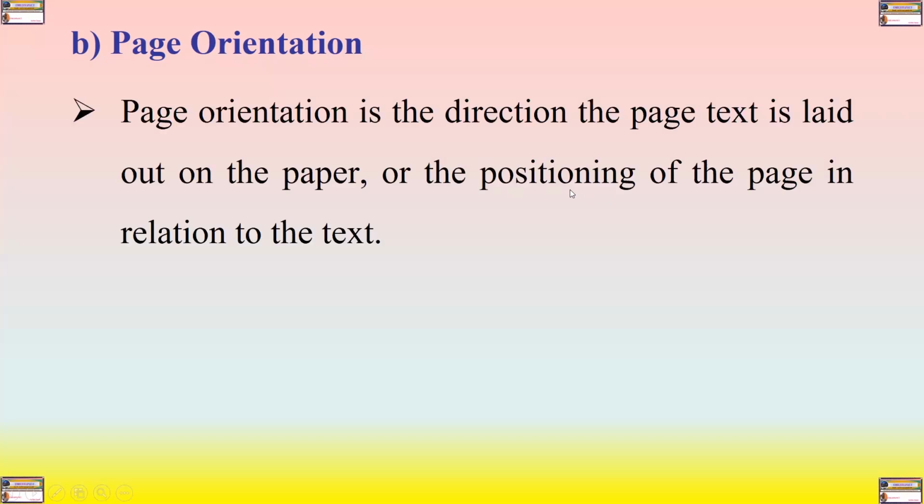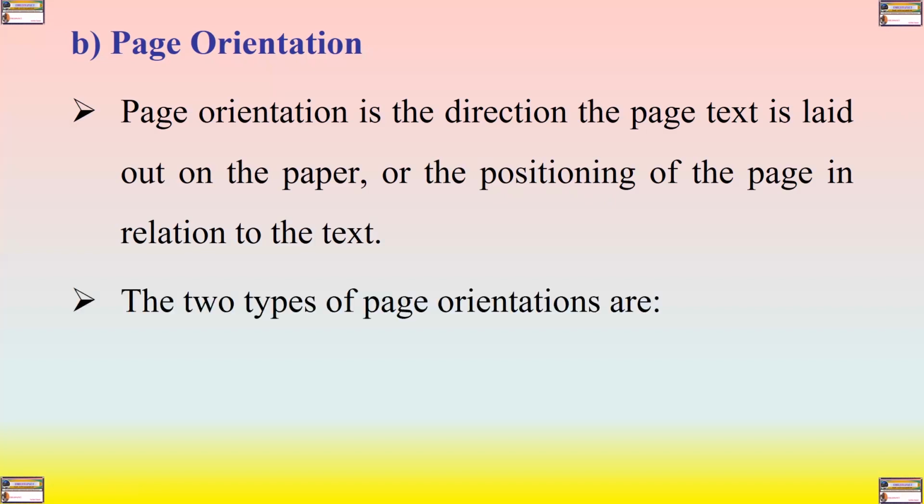The other task we can carry out under page formatting is to set our page orientation. Page orientation is the direction the page text is laid out on the paper, or the positioning of the page in relation to the text. The two types of page orientations are portrait and landscape.